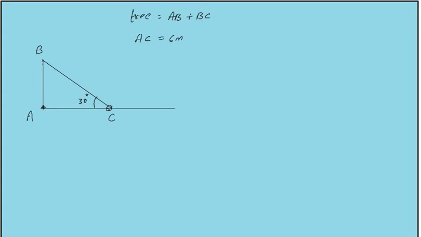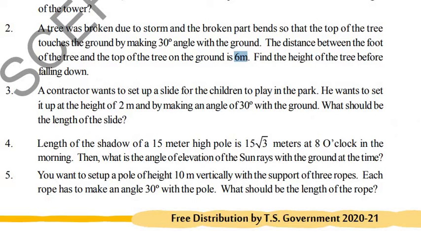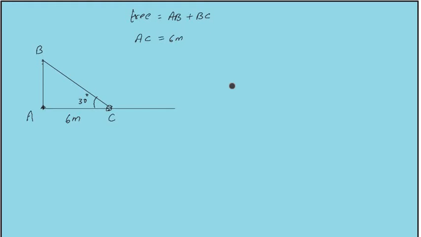See, this question understanding only important here. Now what they are asking? What is the height of the tree before falling? AB plus BC they are asking. Means they are asking AB, that is opposite. Yes or no? Opposite side they are asking. BC they are asking, that is hypotenuse. They given AC, that is adjacent side. Any doubt in this? And they gave angle 30 degrees.